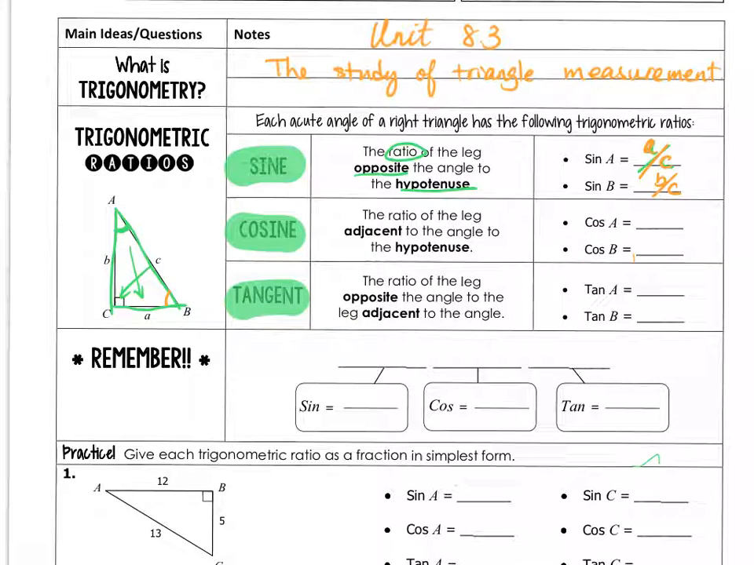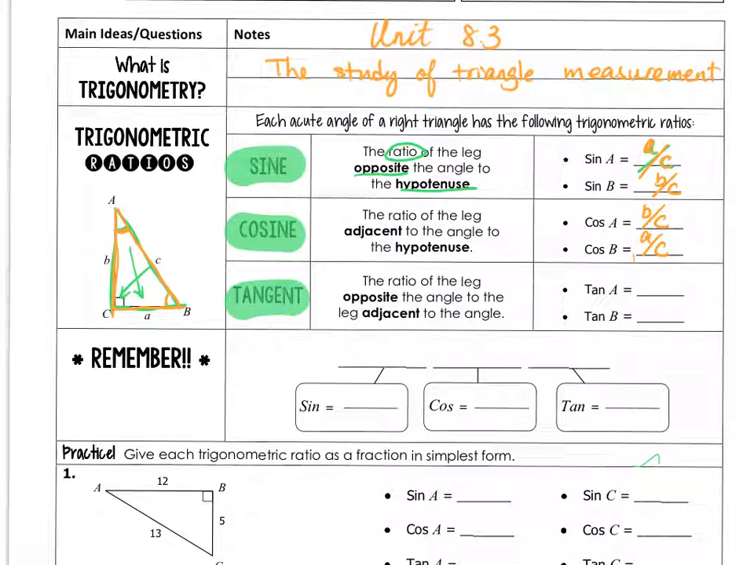Cosine is the ratio of the leg adjacent to the angle over the hypotenuse. Again, if I look at A, the leg adjacent to it, there are two sides, b and c. B is a leg, c is the hypotenuse, so the leg adjacent to it is b. Then the hypotenuse is c. If I have to find cosine B, the adjacent leg is a, over the hypotenuse.